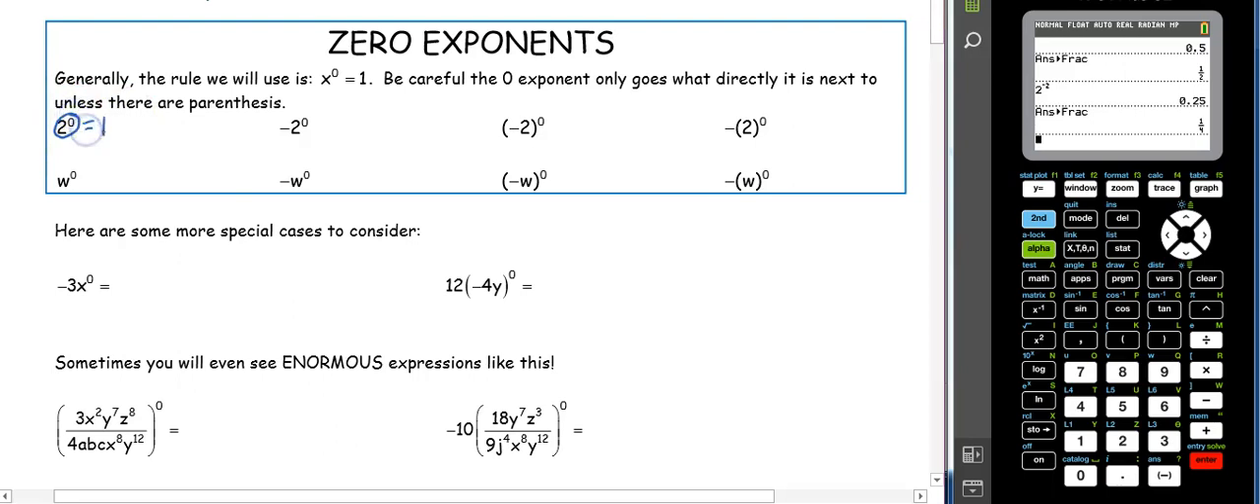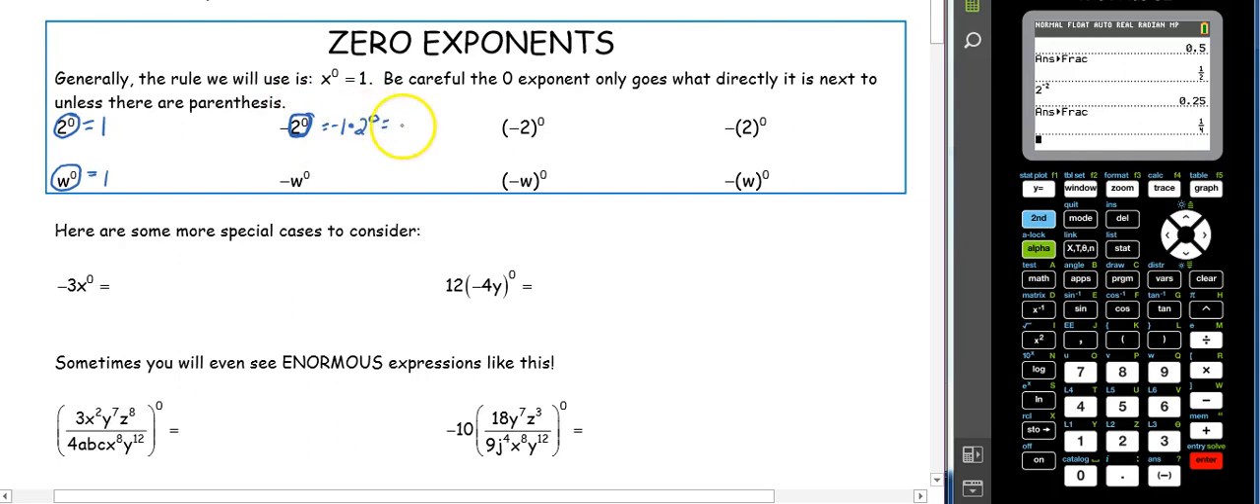So when we have 2 to the 0, the exponent is going with the 2, so this is going to be equal to 1. Same thing when we have w to the 0 power, it's also going to equal 1. It doesn't matter if it's a number or a variable, they're both going to equal 1. Now in the next one we have negative 2 to the 0 power. This is what we're talking about where the 0 exponent only applies to what's next to it. Since there's no parentheses, this 0 exponent only applies to the 2. So it's really negative 1 times 2 to the 0 power.